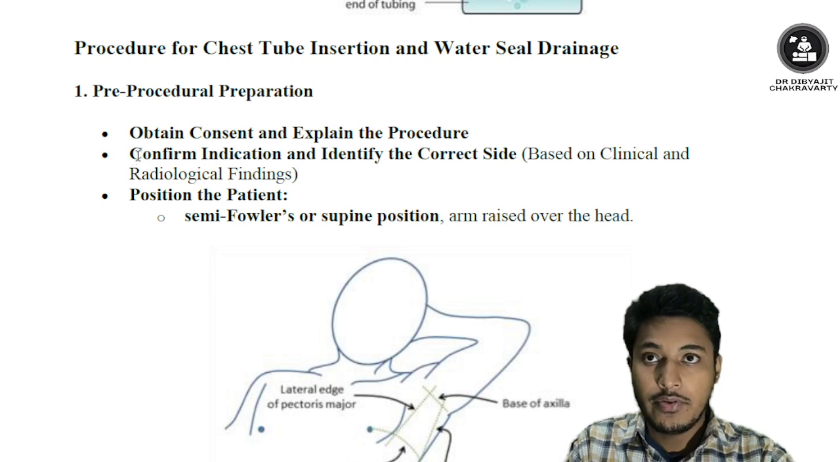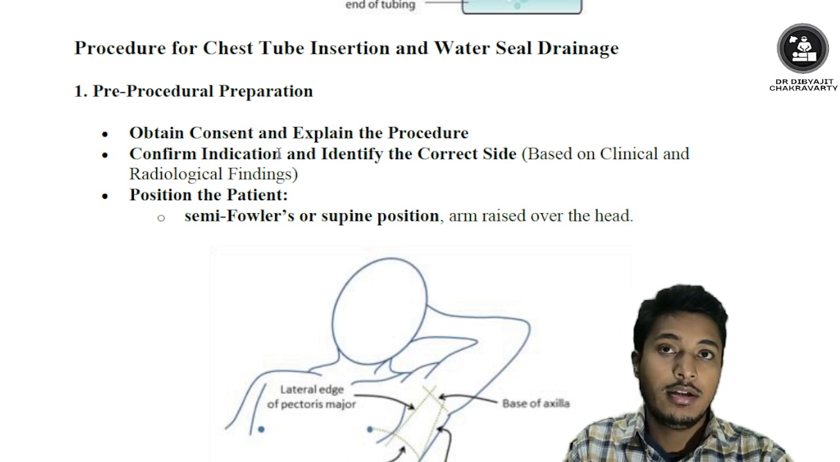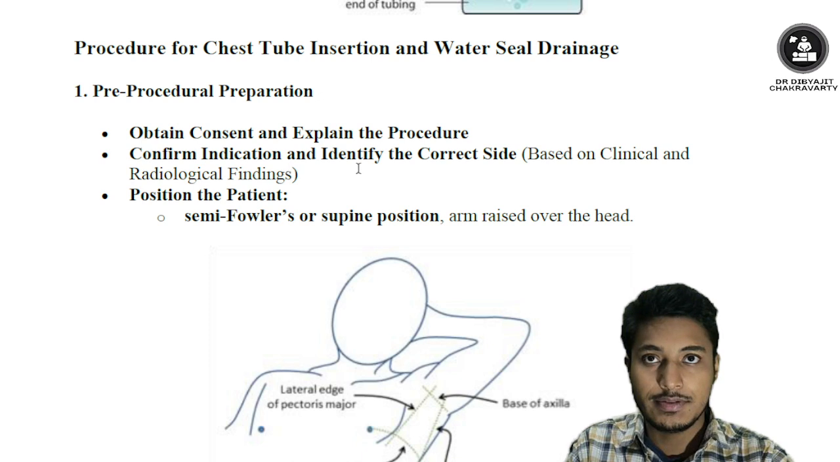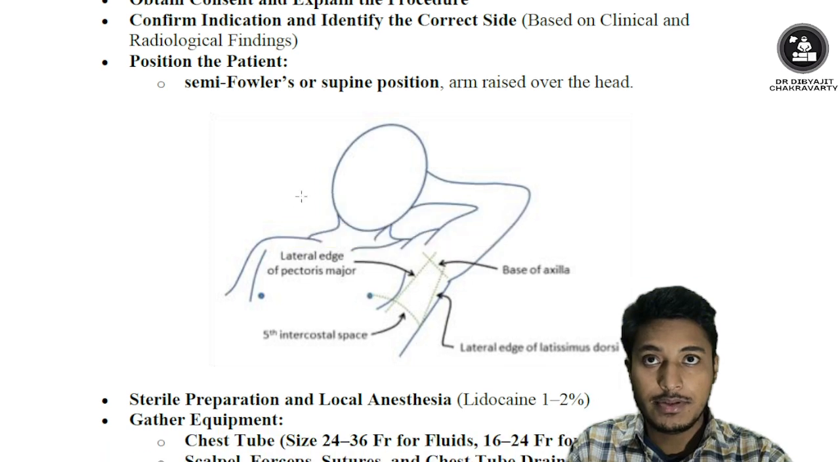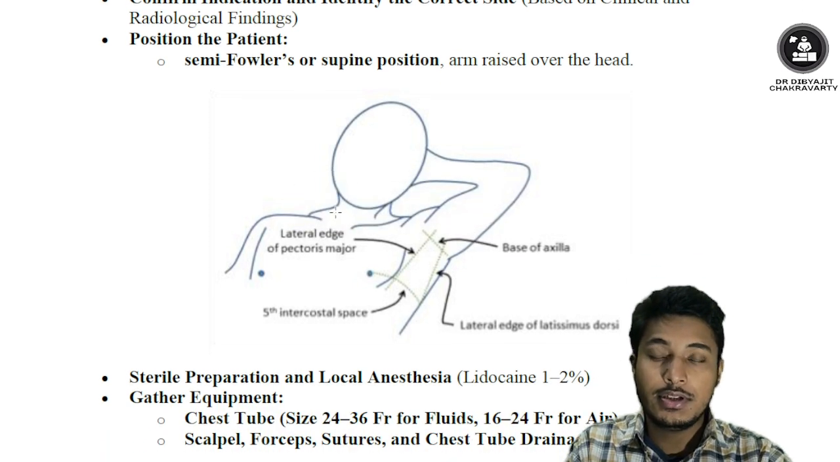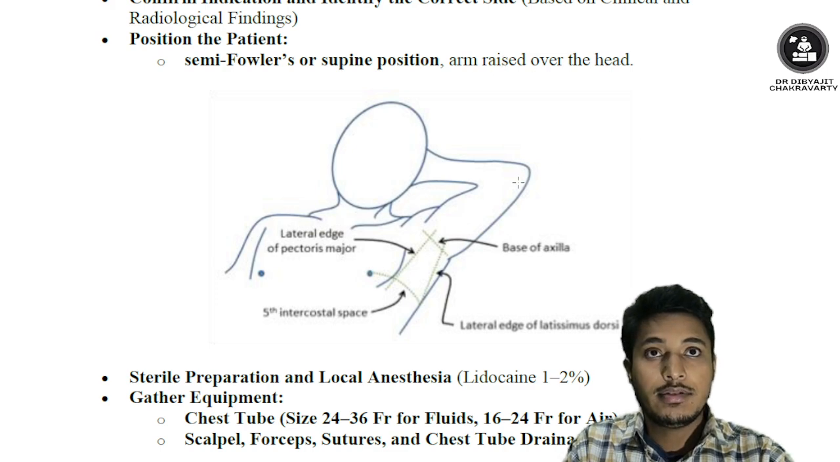Also, we need to confirm the indication by reviewing the investigations, also by doing clinical examinations. Also, we should give emphasis on the identification of the correct site based on the clinical and the radiological findings. Positioning of the patient: the patient is either positioned in the supine or semi-forward position, with arms raised over the head, like shown in the image.